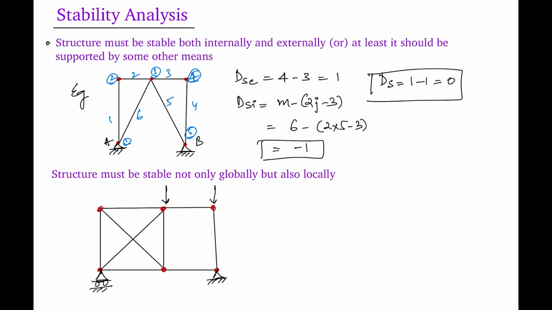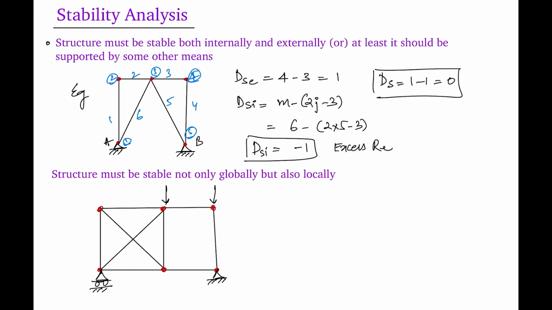A structure cannot be unstable internally. That is what the first point is. So the structure is internally unstable, or there is an excess redundant force. That is what the first point is.